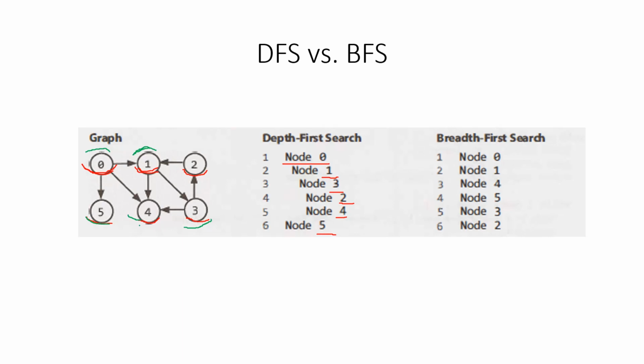Then on the next step, we would take out the 4 from our queue, but 4 doesn't have any outgoing edges. That's why we would just take out 4 from our queue. Then we would take 5 from our queue, and 5 also doesn't have any outgoing edges. So we would just take out 5 from our queue.